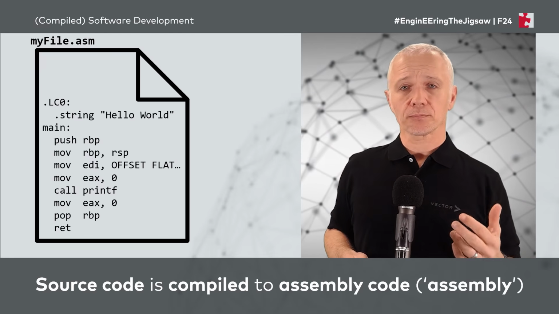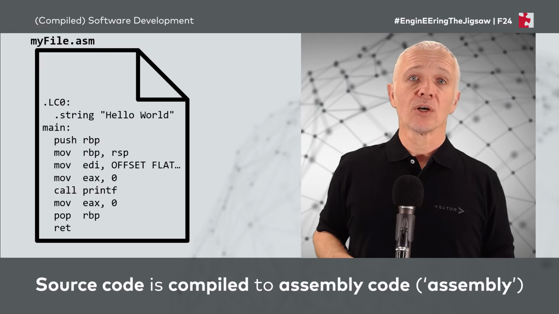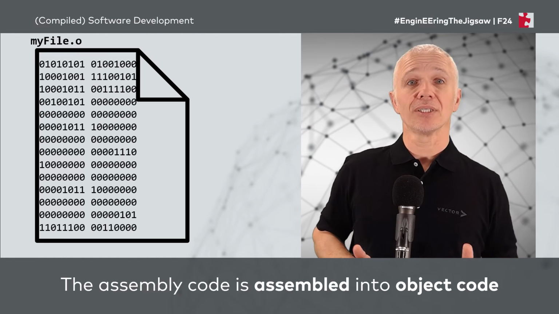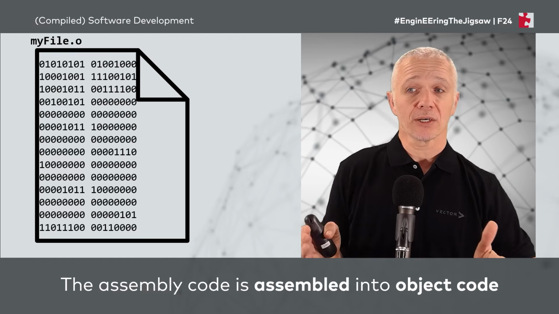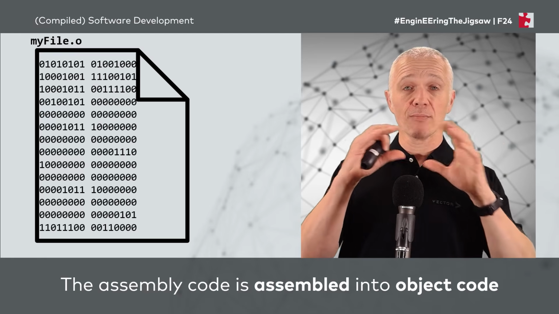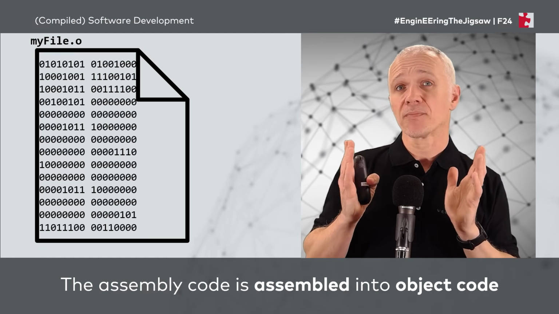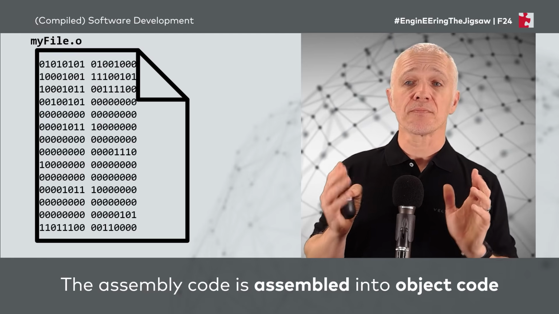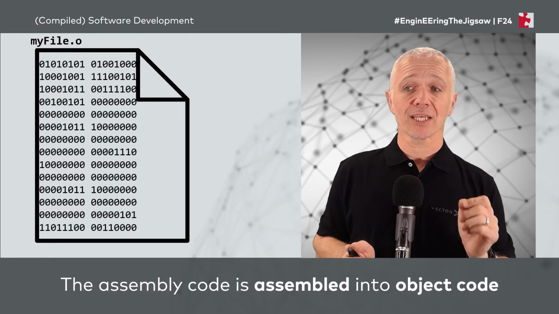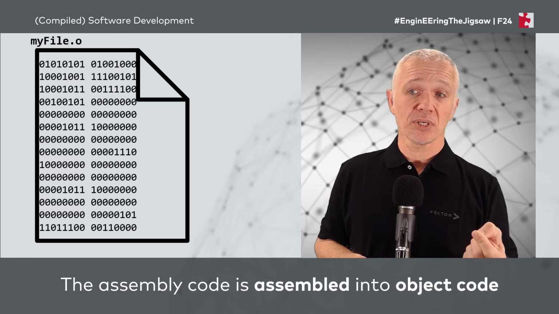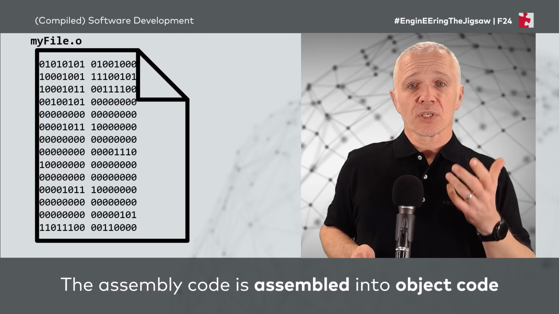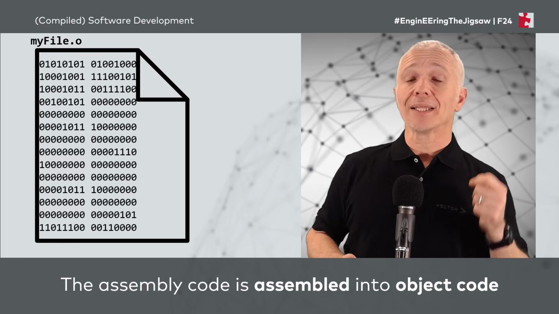Where do we go next? We've got assembly. We need object code. So we take our assembly code and we assemble it into object code. And this is a binary representation of the memory content of the microcontroller or microprocessor. Strictly, this is relocatable object code, and that's because some parts are missing, such as memory information and some libraries. So we need to put them in, and that's the next step.